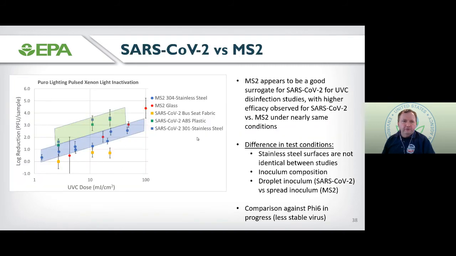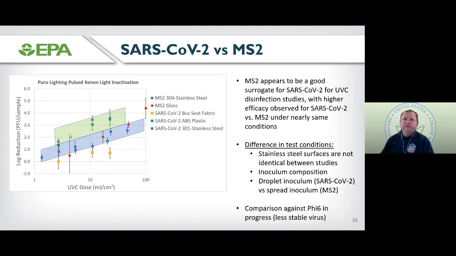This gives us also the opportunity now to compare our results from the MS2, and to a lesser extent the 5.6, which we're still working on, with the SARS-CoV-2 data. What is shown here is essentially an accumulation of the SARS-CoV-2 data for the three materials, the bus seat fabric, ABS plastic, and stainless steel, and for MS2 the materials stainless steel and glass. The blue shaded area is essentially most of the log reductions that we found for the MS2, while the similar log reductions at specific doses found for the SARS-CoV-2 are in the green shaded area.